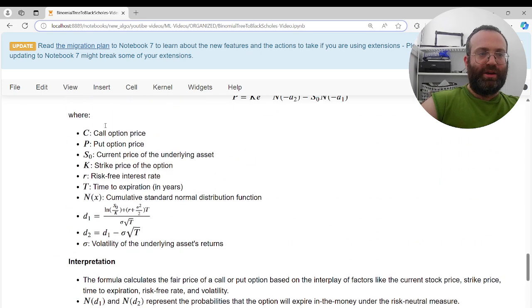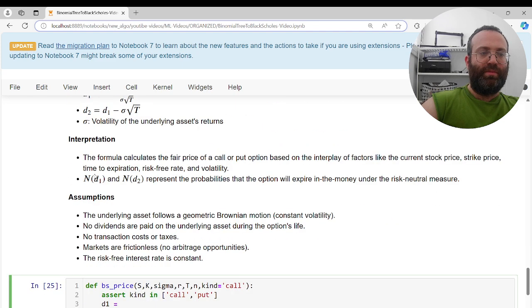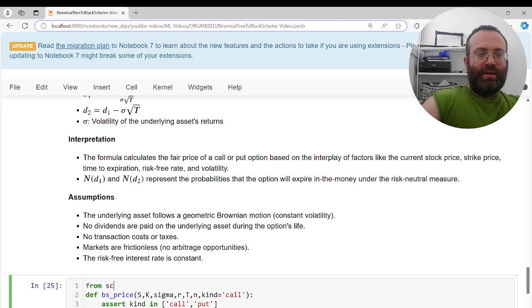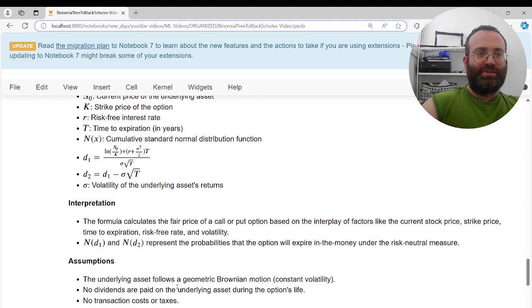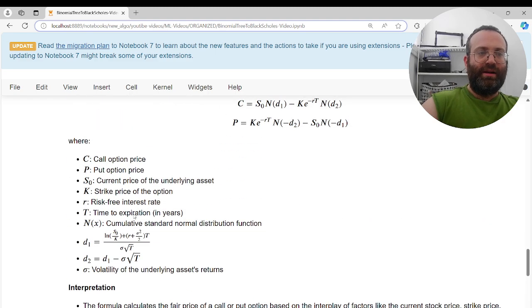What do we need? We need the cumulative normal, so we can do that from scipy. Maybe it doesn't give me autocomplete because the other cell is running. If I remember correctly, it's from scipy.stats import norm, and norm.cdf is the function, but let's call it n, just to make the notation fit with this thing here.